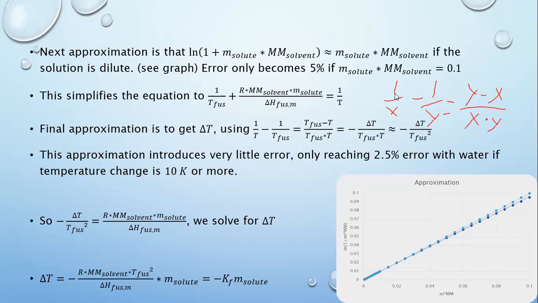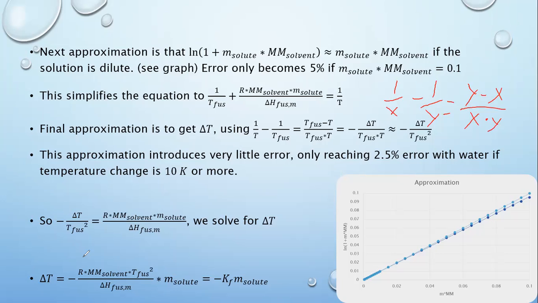And this final approximation says that the temperature of the second point is so close to T fusion that it is another rounding error. We can say that is T fusion squared. There's usually such a small change. Now, the approximation introduces a little more error, but it only reaches 2.5% error with water, and water's a pretty big changer, if the temperature difference is 10 Kelvin or more. So once again, if this is dilute, you're not going to see a big change in temperature, and if you don't see a big change in temperature, the error introduced is very small.